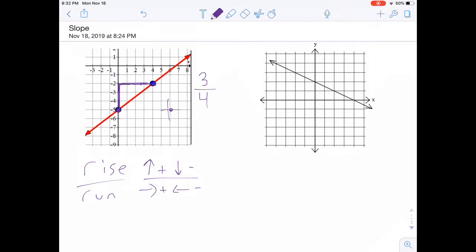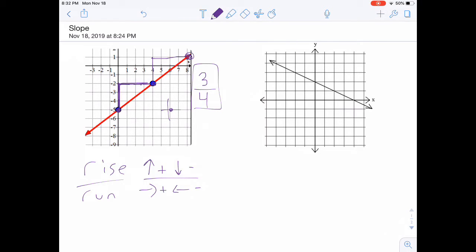So I always look to simplify. 3 over 4 stays as 3 over 4. I can't simplify that, so the slope would be up 3 over 4 or 3 over 4. That would have to work for everything. So if I went up another 3 and to the right 4, I would end up with another point on the line.